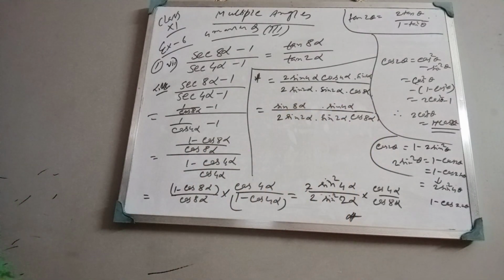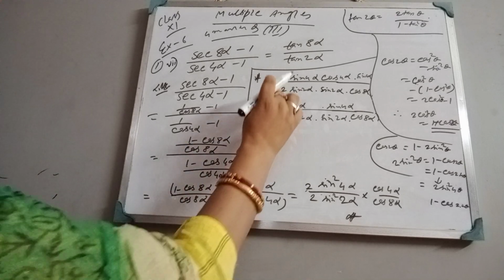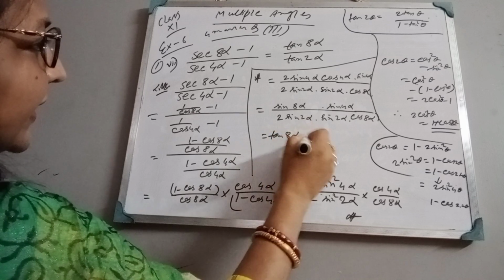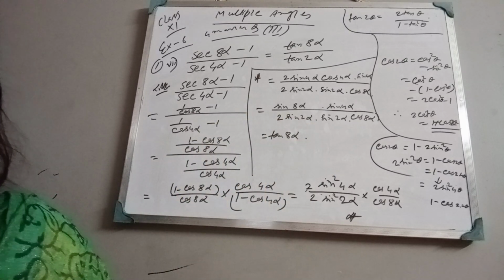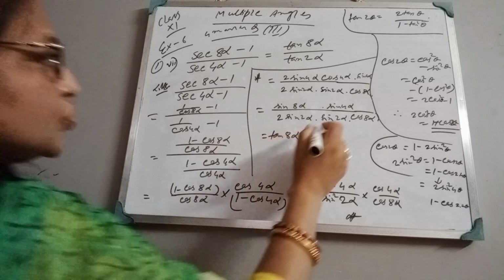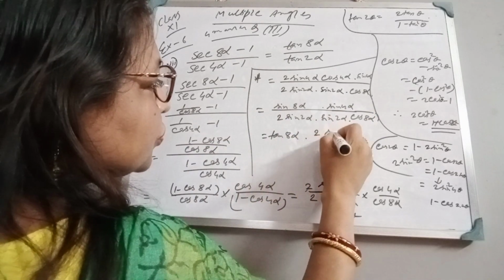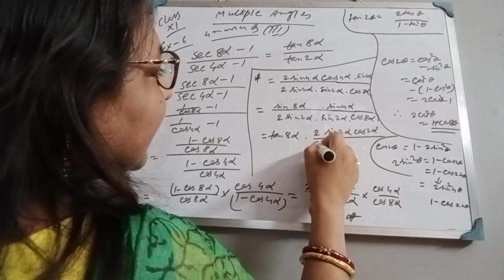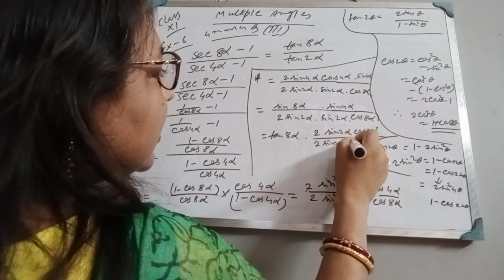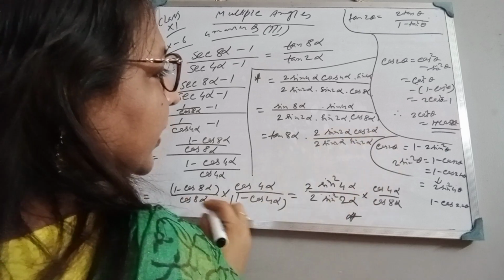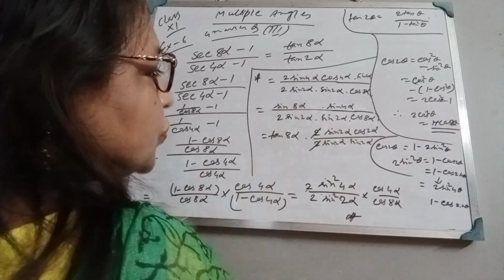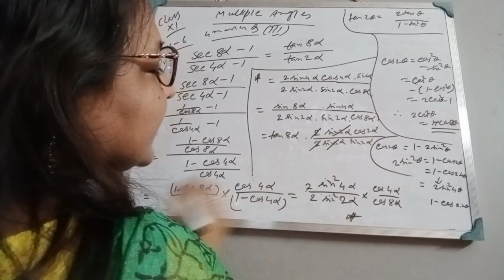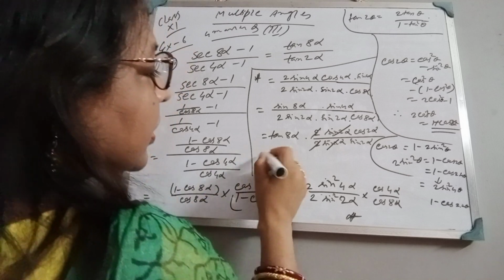Okay, now sine 8 alpha by cos 8 alpha, this much we can write as tan 8 alpha. Okay, and sine 4 alpha means sine 2 into 2 alpha, so we can write 2 sine 2 alpha cos 2 alpha divided by 2 sine 2 alpha sine 2 alpha. Okay, now these two we can cancel. Sine 2 alpha we can cancel. So cos 2 alpha by sine 2 alpha is cot 2 alpha.